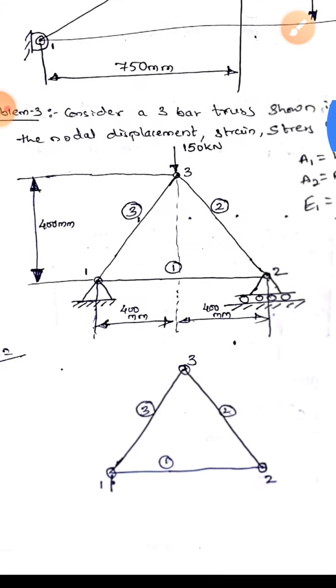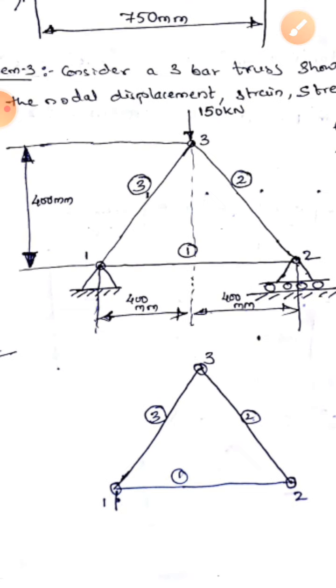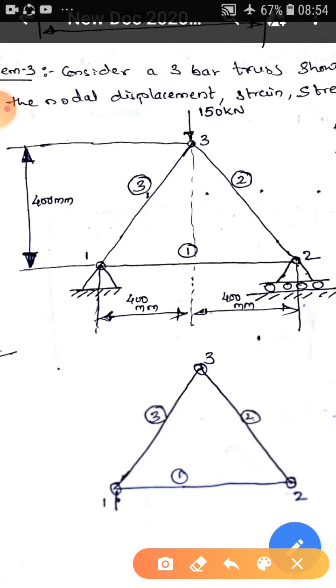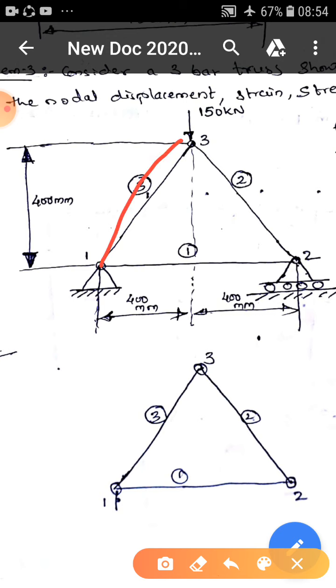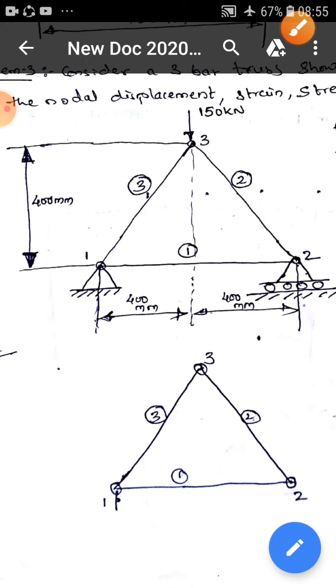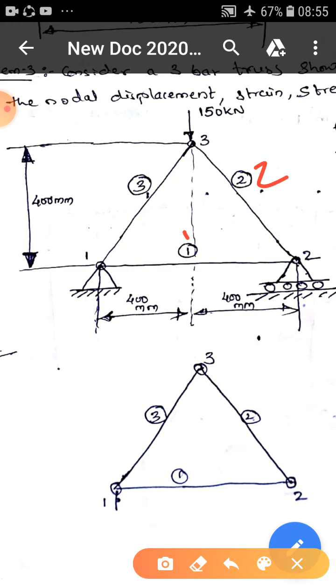Carefully observe the problem. This problem has three members: 1, 2, and 3. They have given you the member numbers also. This is my first element, this is the second element, and this is the third element. You can do the element numbering and node numbering as you wish, but I have taken this as my first element, first node, second node, and third node.